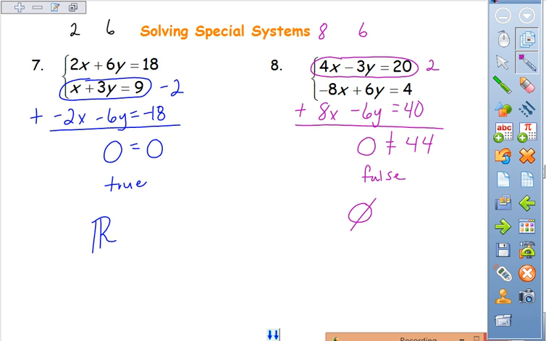So when you're looking at a system of equations, remember, you can get two lines that are on top of each other where every number would be a solution on those lines, or a scenario where they would never touch, so the lines would be parallel.